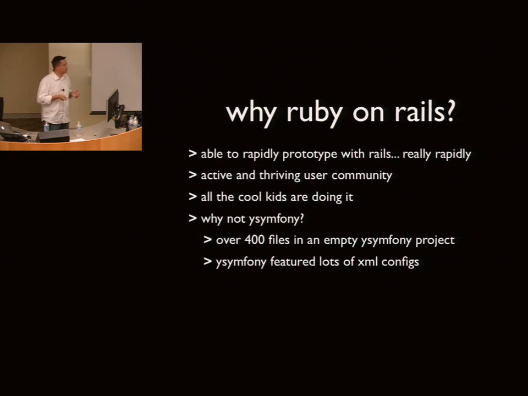And again, Y Symfony featured a lot of XML config files. It felt like I was doing nothing but editing config files. Rails seemed to have a handful of them in the config folder, and they were all nice, pretty YAML files.